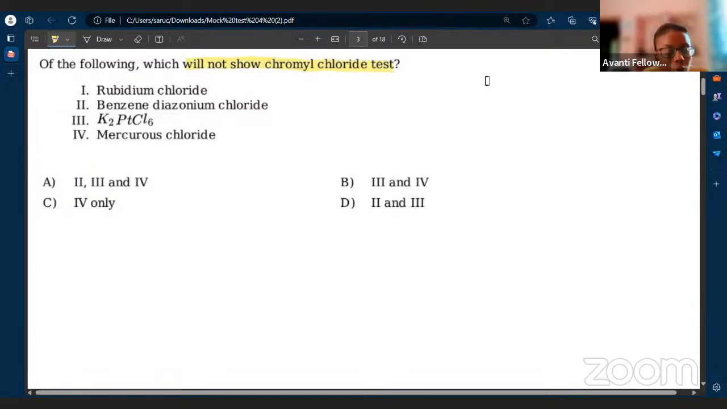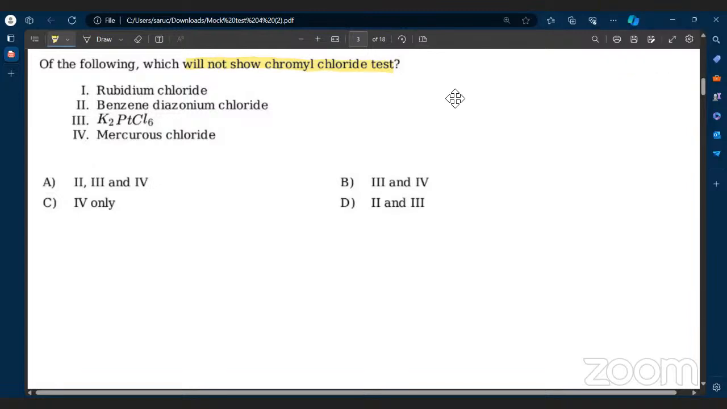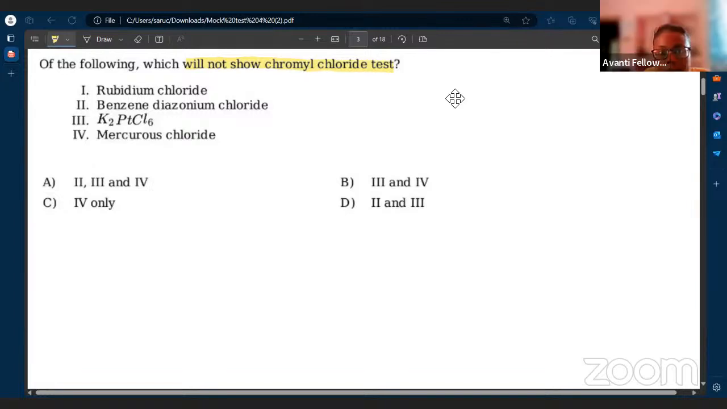Can anyone put the answer for this question? What would be the answer? Put the answer in the chat box.